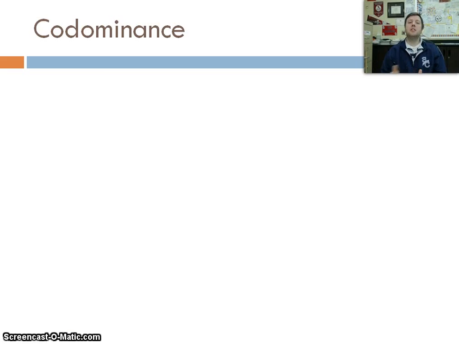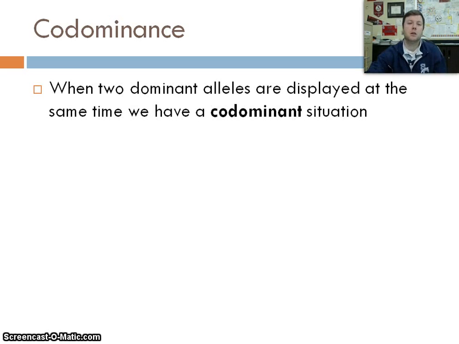Codominance is similar to incomplete dominance, where you could tell what's going on as far as the genotype and phenotype are concerned. But unlike incomplete dominance, where neither allele can completely cover the other up, here they're both equally expressed. They're both co-dominant. So you can think of a cooperative or like co-captains on a softball team. So when two dominant alleles are displayed at the same time, we have a co-dominant situation.